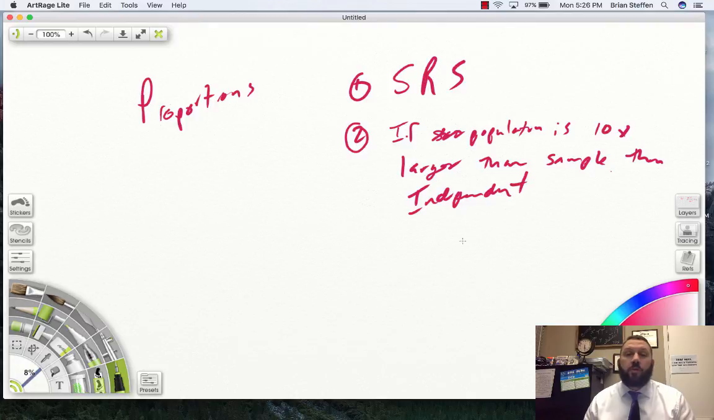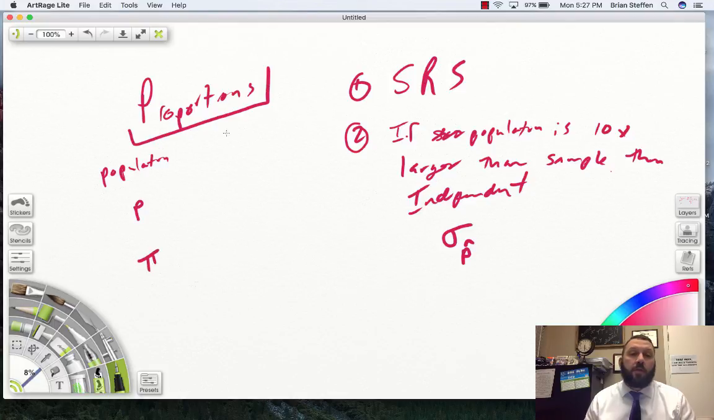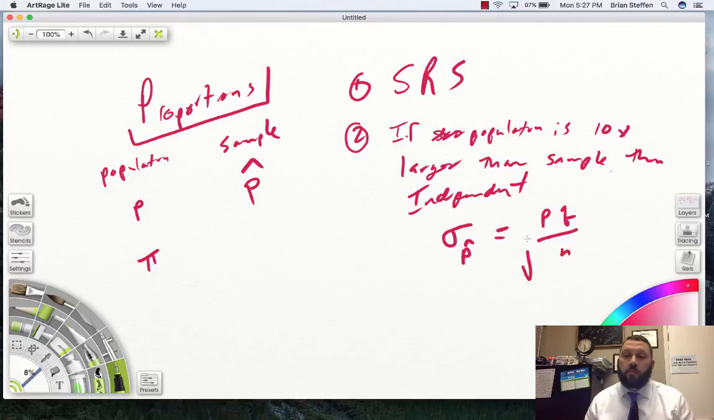All right, once we know independence, the standard deviation of p hat, because these are proportions, so remember in proportions, if we're talking about the population value, we use the letter p, lowercase p, sometimes capital letter pi. And if we're talking about a sample, we take a proportion from a sample, it's p hat. So the standard deviation of p hat will equal the square root of pq over n.